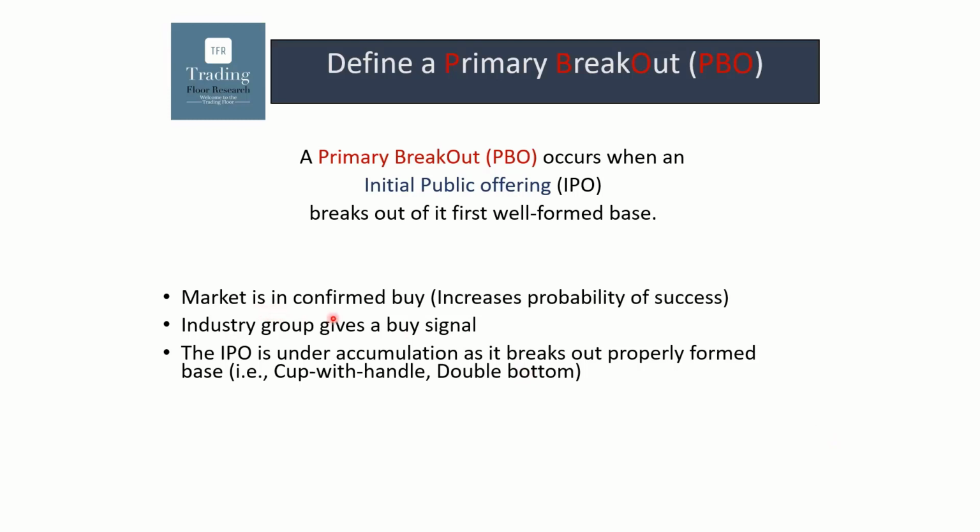The first is not a must, but it increases the probability of success: that the market is in a confirmed buy. Again, that's not a must, and we're going to see examples this year where I traded primary breakouts and put them in the newsletter, and the market was not in a confirmed buy. Of course, we haven't spent much time this year in market confirmed buys, but the primary breakouts did work. The whole thing, especially in markets like we're in right now, always comes down to probability of success and probabilities.